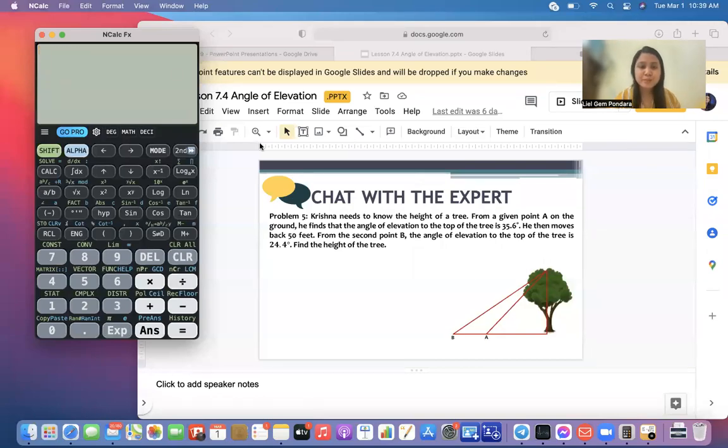Okay, let's continue. Let's have problem number 5. In problem number 5, it says Krishna needs to know the height of the tree. So you can start drawing. The height of the tree is missing. This one is missing, x. From a given point A on the ground, he finds the angle of elevation to the top of the tree as 35.6.